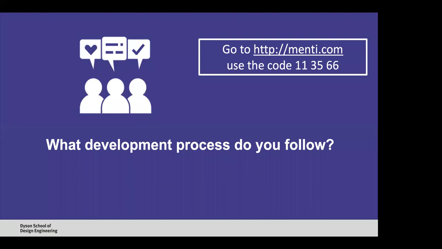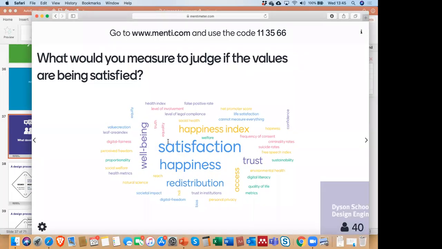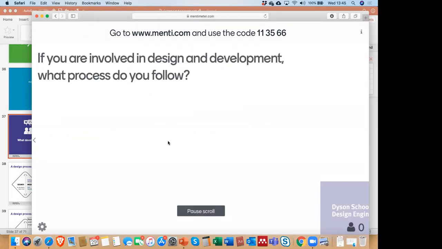I have one more question here. What development process do you follow? So given that maybe half of you are in engineering and computer science, you will often be involved in developing systems. So what kind of practices do you follow? Just write some keywords of the methods that are most common, or maybe that you have learned when you were at school, even if you are not currently using them.